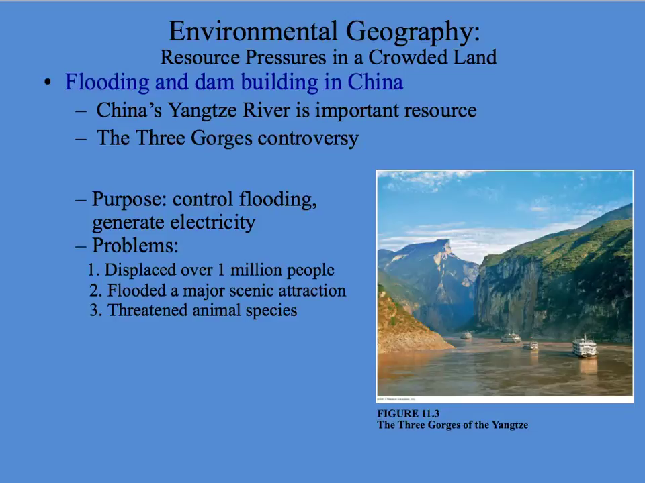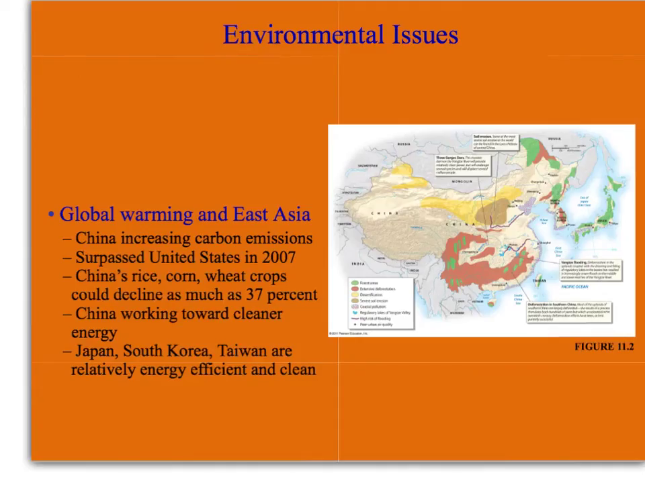I guess the trade-off is the electricity component and the prevention of flooding in other locations, but it still continues to be an area of concern for Chinese citizens. If you look at this map, you can see some of the various locations of environmental concern for China.